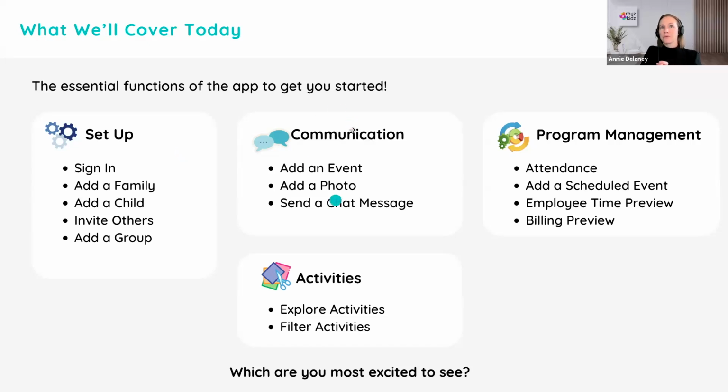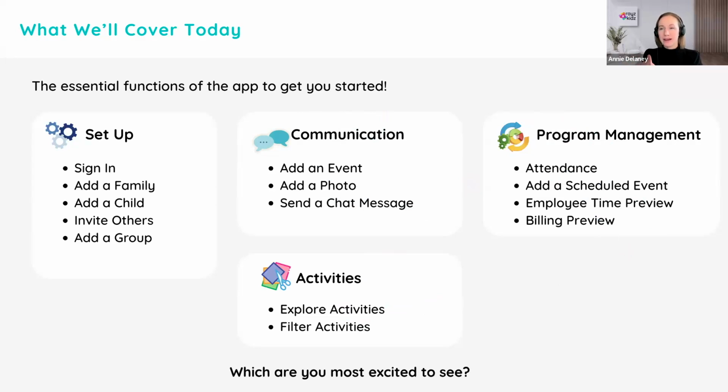Secondly, we'll go through communication. So your key communication areas that you'll likely use every day are to add an event, add a photo, and send a chat message. Then we'll talk through the activities, where we'll show you how at a high level to explore the activities, how to find the right ones that are for you, and to filter them to more efficiently identify those.